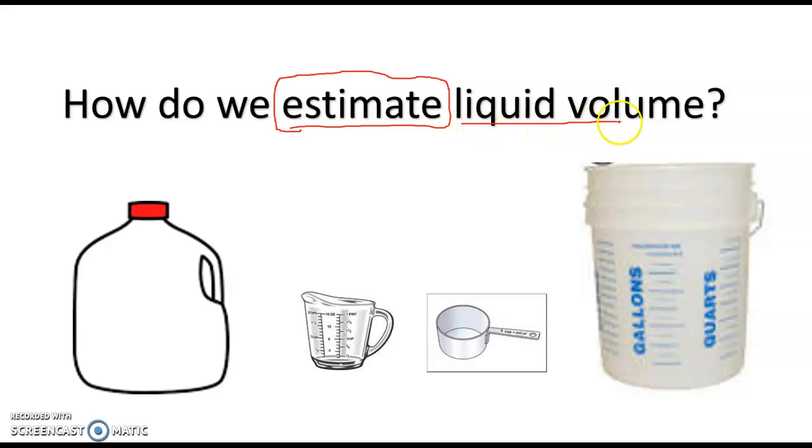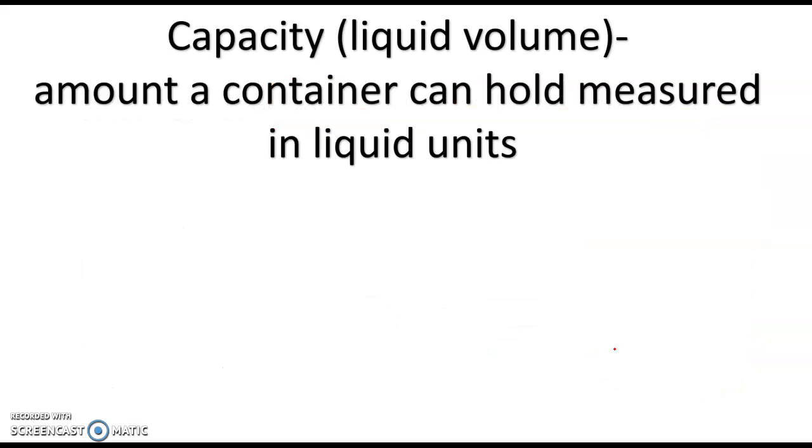We'll be talking about what liquid volume is in just a second, but you see the word liquid is there. Volume is how we measure liquids. So we've got gallons, we've got cups. So capacity, or liquid volume, is the amount a container can hold measured in liquid units. So like I said, we have gallons, cups, quarts. Well, we're going to be focusing on liters today.